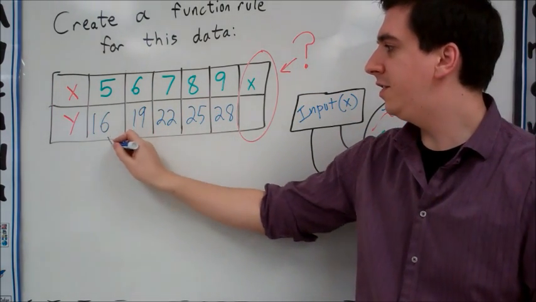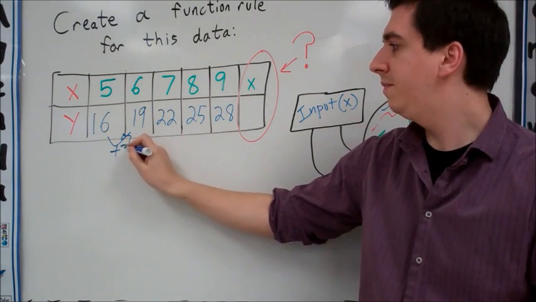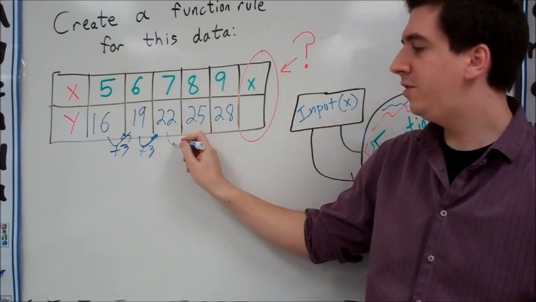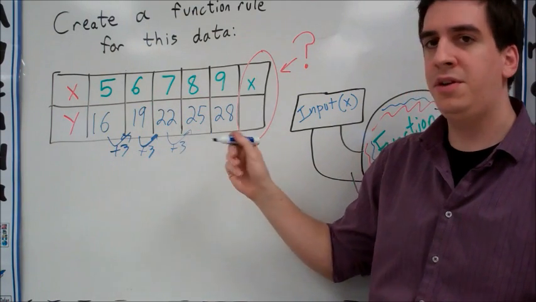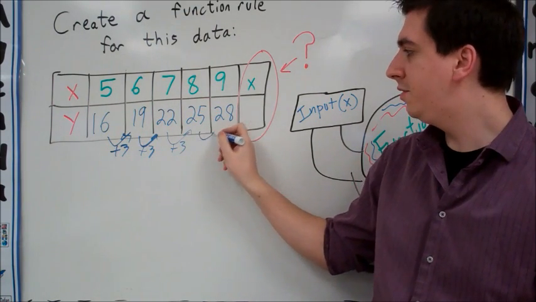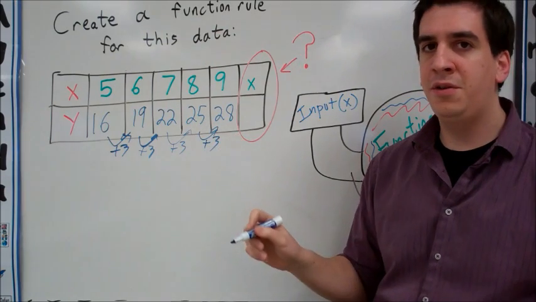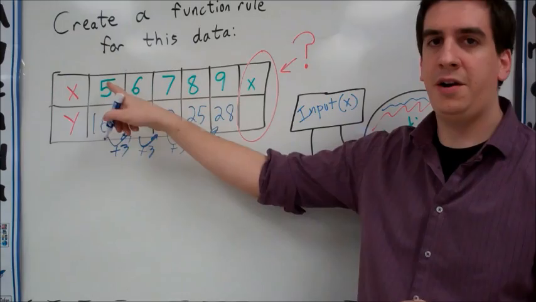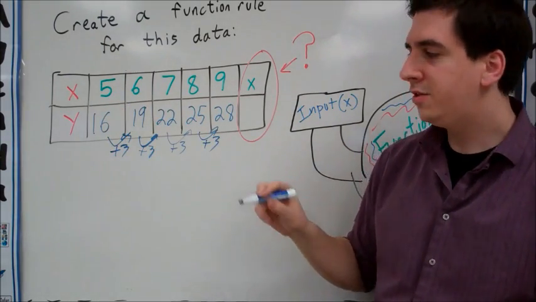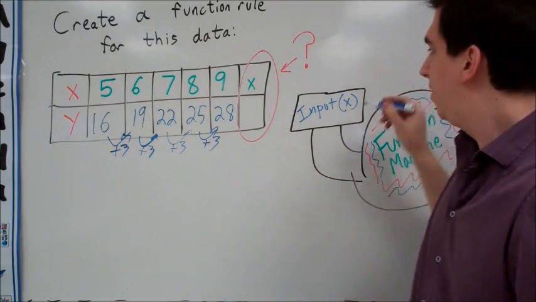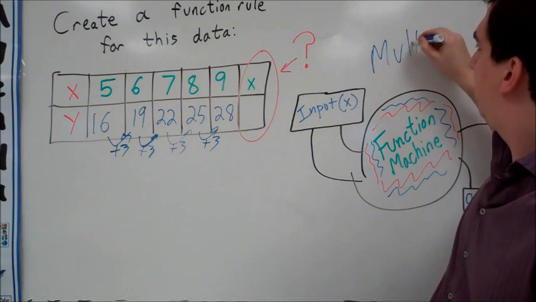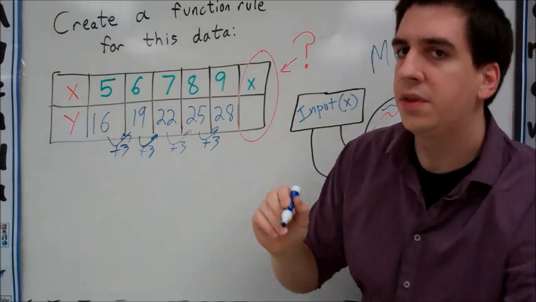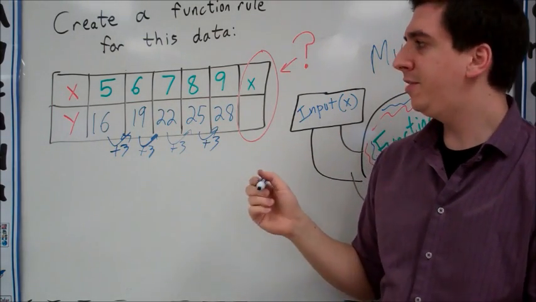From 16 to 19 is plus 3. From 19 to 22 is plus 3. From 22 to 25 is plus 3. From 25 to 28 is also plus 3. So we know this is arithmetic. This plus 3 tells us that we're going to multiply our input by 3. So we should write that down first for part of our rule. We're going to be multiplying the input by 3, but then we might do something else.